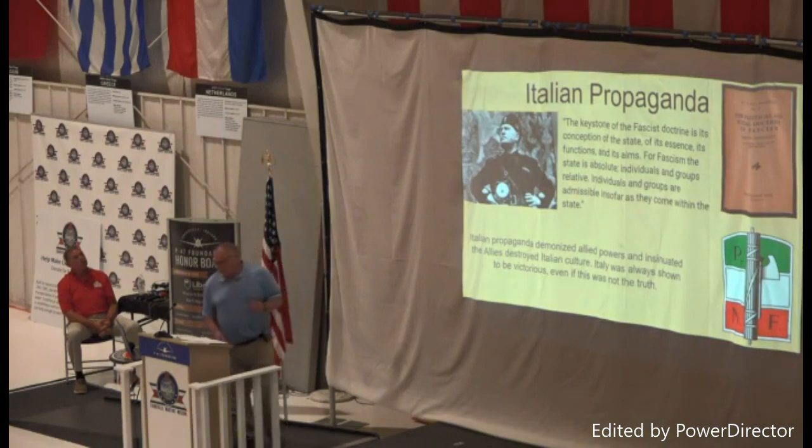Italy. Benito Mussolini wrote the political and social doctrine of fascism. And he said, for fascism, the state is absolute. Individuals and groups relative. Individuals and groups are admissible insofar as they come within the state. So the state comes first. And he used a lot of different methods of propaganda to get that message to people.